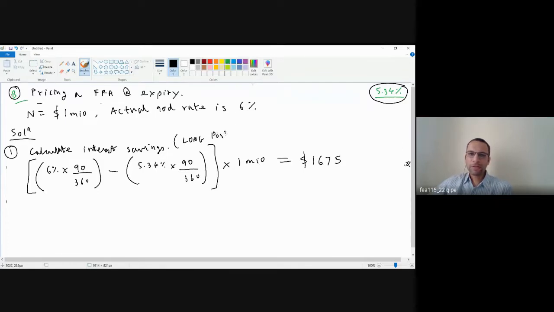Now, will this be the answer, or do I need to do anything else after this as well? If someone tells me, can you tell me what is the pricing of the FRA at expiry? Can I say it is 1675? Or will I need to do something more on top of this in order to get to the answer? So one more step. Can you guess what that one more step can be? Just one step and my job is done.